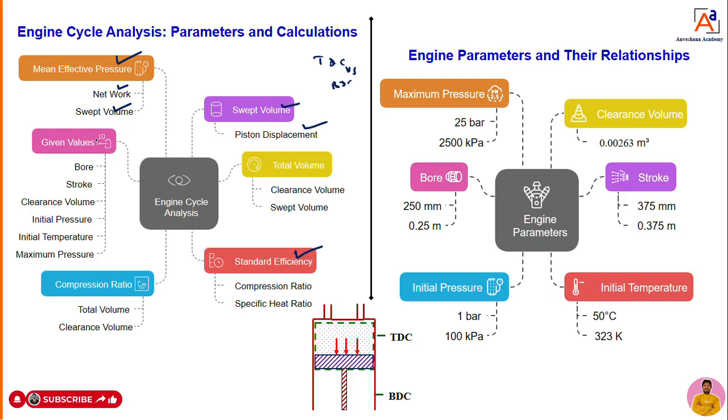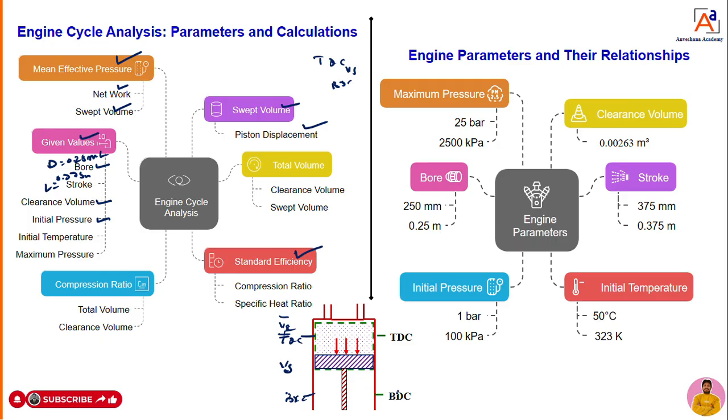Fine. Next, to calculate the swept volume and mean effective pressure, he has given some basic data in the problem itself. What is that? Bore. Bore is nothing but, as I told, small d. How much has he given? 0.25 meter. Next, stroke length is represented as L. How much has he given? 0.375 meter. Then, as I told, clearance volume also he has given. Dear students, from here to here it is BDC, and TDC; swept volume is VS, and clearance volume is VC. Clearance volume he has given as 0.00263 meter cube.